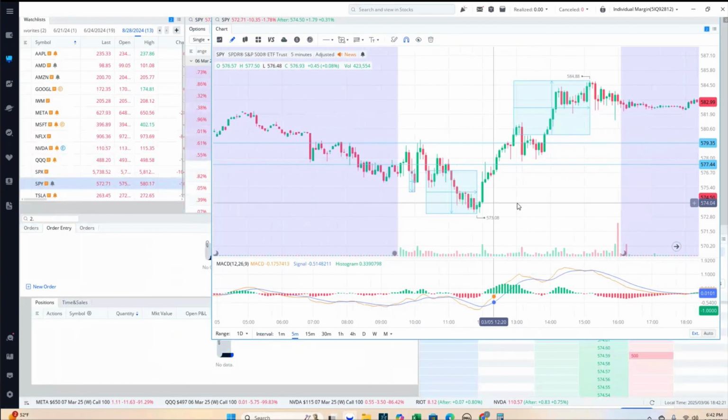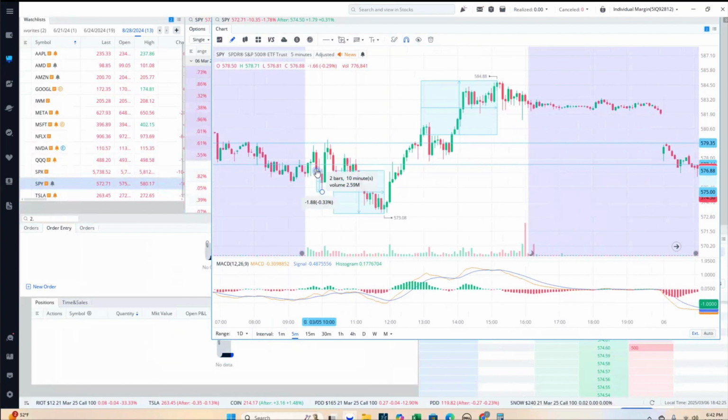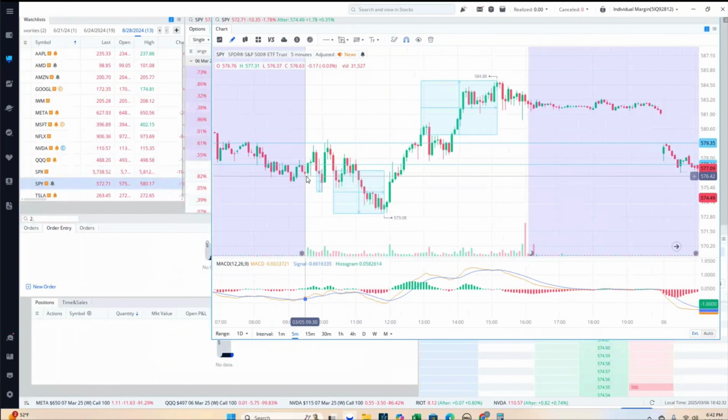So now, as far as entries go, I always enter on the first 5 minute close, right? So this did not close. This 5 minute close closed inside of here, right? So I wouldn't have taken that trade. I would have waited for here.